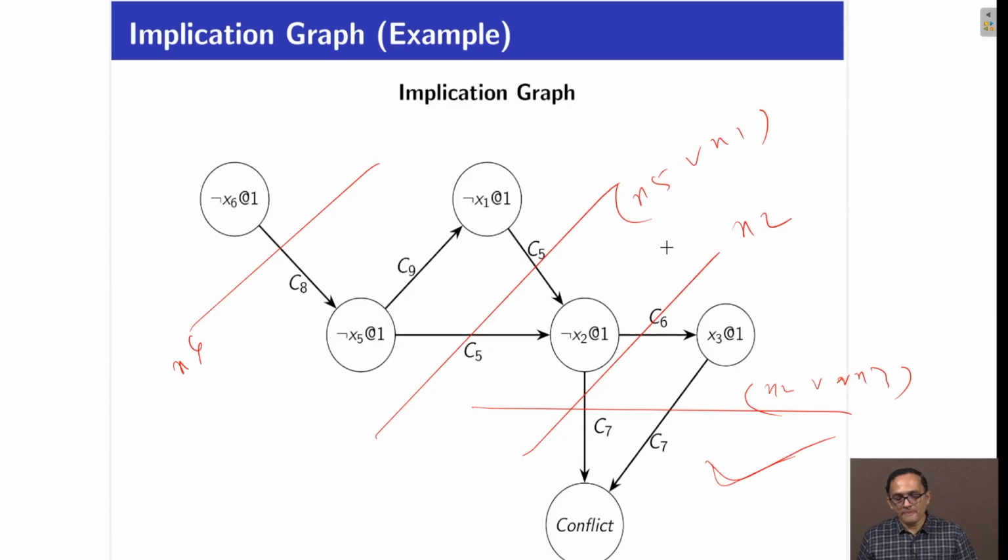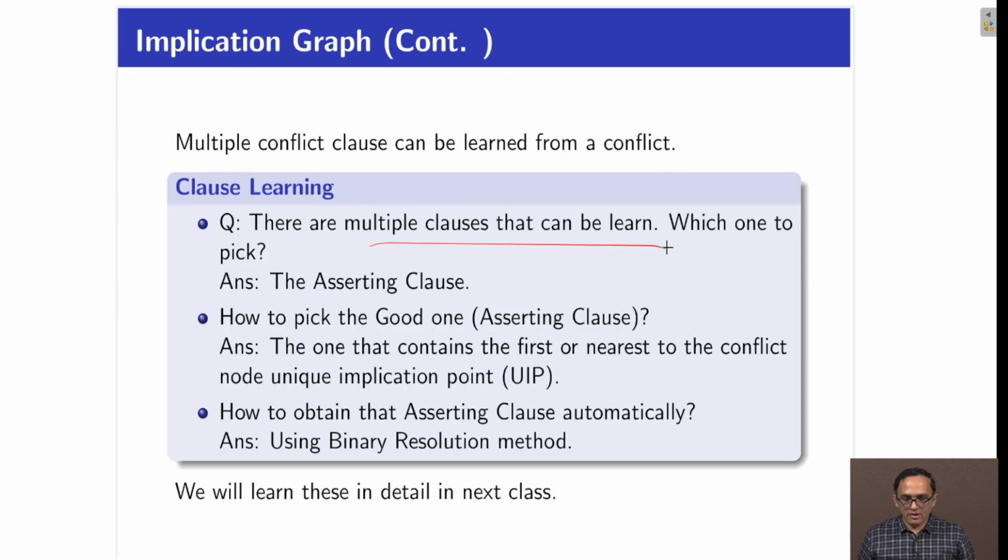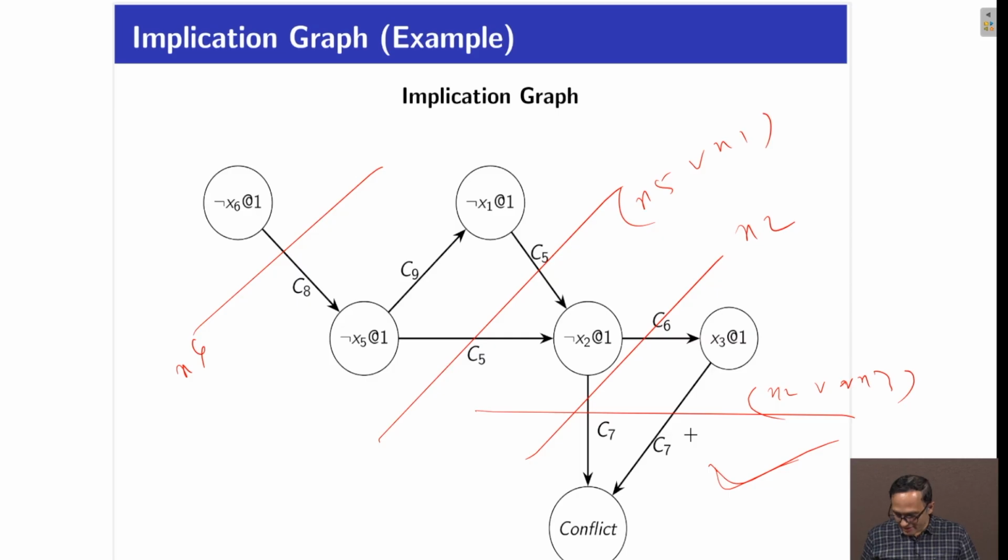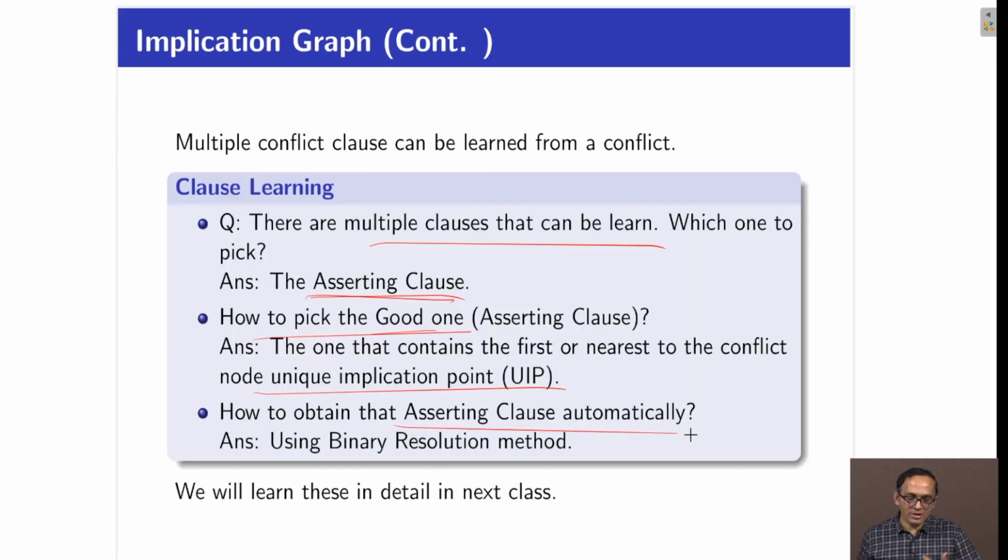So, based on the cuts, which one to pick? The answer is asserting clause. So, we will basically pick the one which is called asserting clause, and how to pick that asserting clause is basically saying that it consists of the UIP node, okay, the unique implication point. And how do we automatically get this asserting clause? Here I am just showing diagrammatically, but algorithmically how can I do that? Using the binary resolution method. Okay.